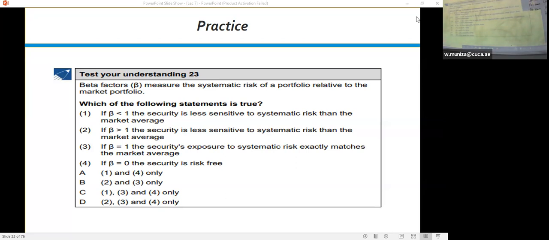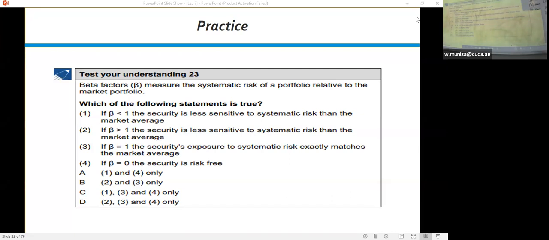So if beta is lesser than one, the security is less sensitive to the systematic risk than the market average. This is true. If beta is greater than one, the security is less sensitive to the systematic risk than the market average. This is false. If beta is more than one, it means that the security, the investment portfolio, is more sensitive to the particular risk as compared to the market average.